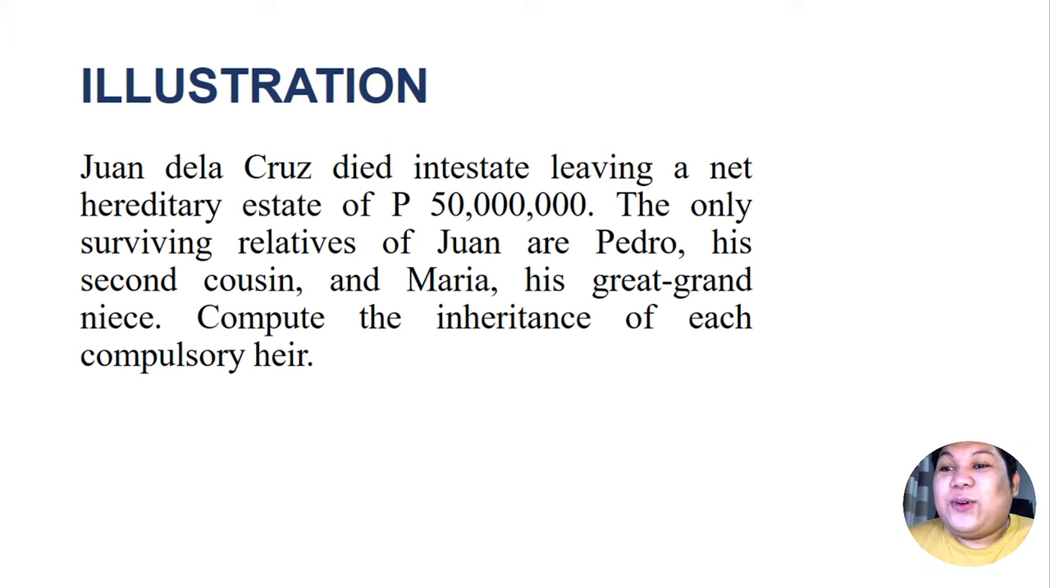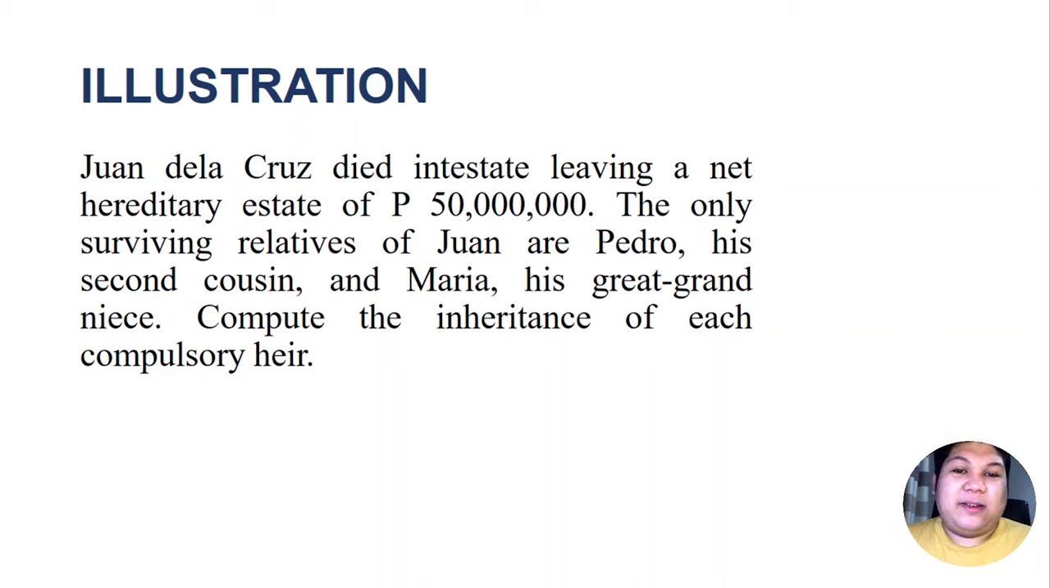We have here, Juan de la Cruz died intestate leaving a net hereditary estate of 50 million. The only surviving relatives of Juan are Pedro, his second cousin, and Maria, his great-grandniece. So compute the inheritance of each compulsory heir. Okay, Juan de la Cruz died without children, without parents, without spouse, and also without siblings. And the only people surviving him are Pedro and Maria.